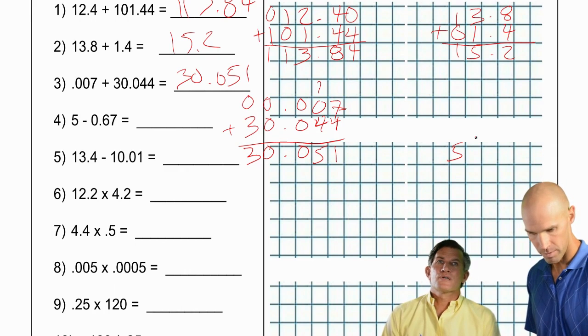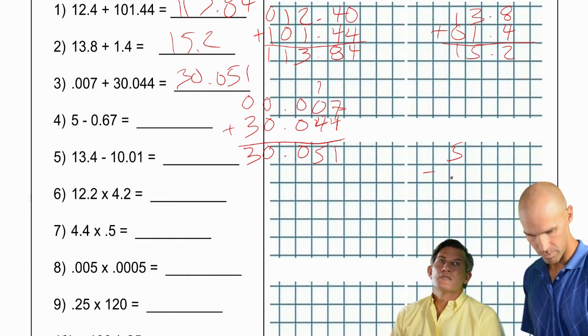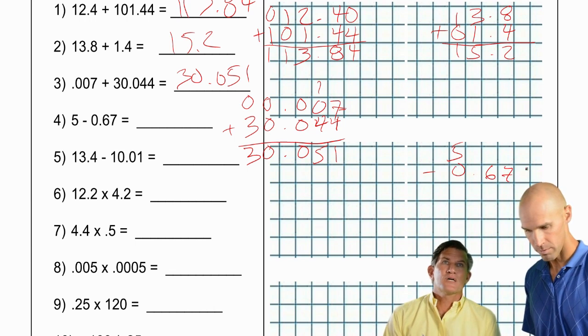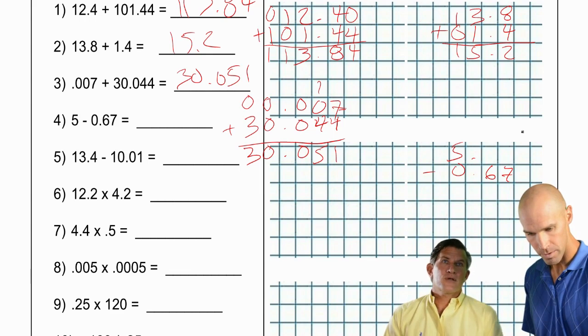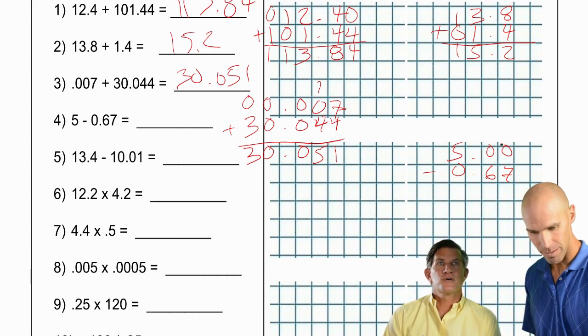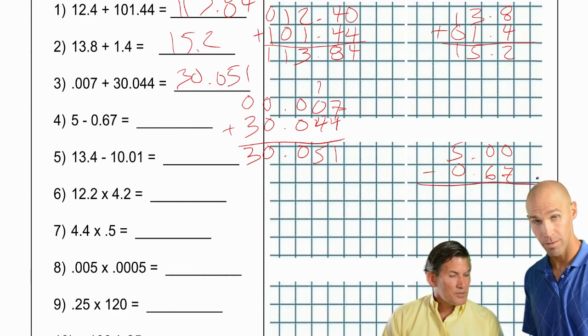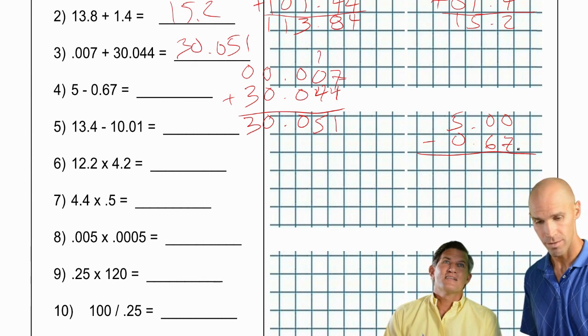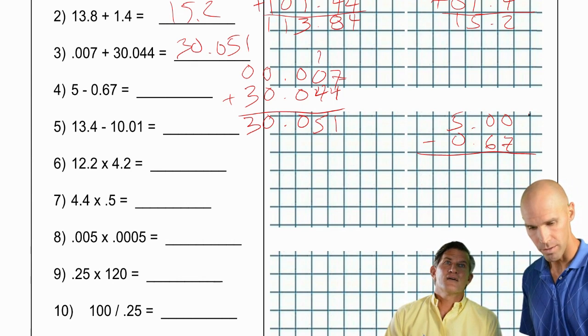5 minus 0.67. Okay, so we have the 0.67. Now watch what he does. 5.0, version 5.00. Some people just start running, you know. That means the police in some neighborhoods. All right, ready? You're making progress. Oh, we're subtracting. Okay, so subtracting.